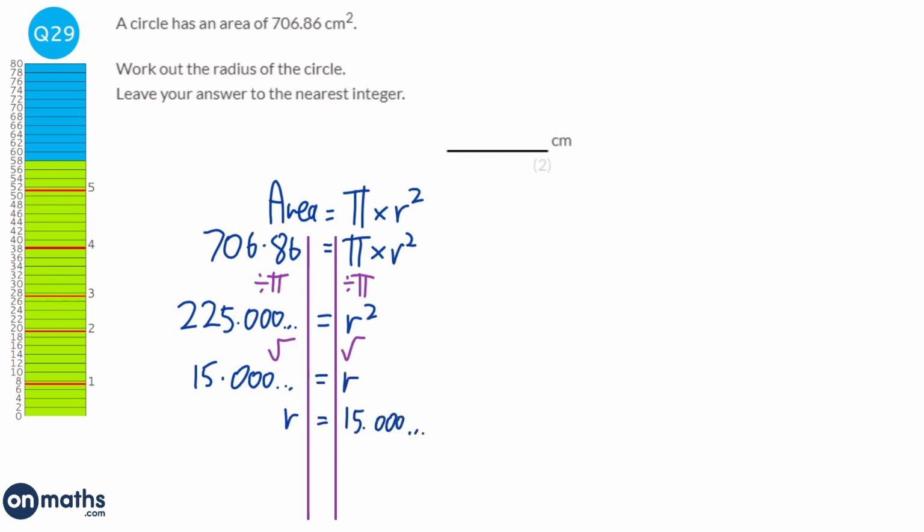0.000, but it says it wants it to the nearest integer. Integer is a whole number, so my answer would be just 15.